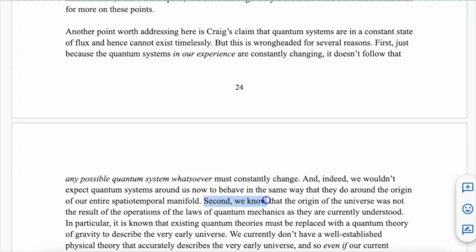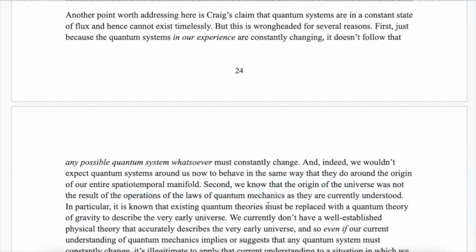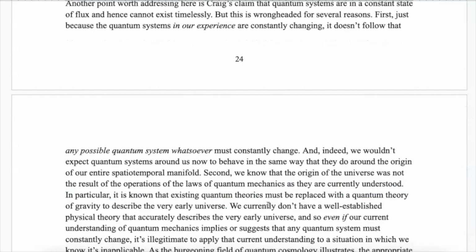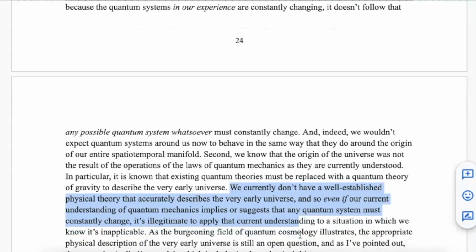Secondly, we know that the origin of the universe was not the result of the operations of the laws of quantum mechanics as they are currently understood. In particular, it is known that existing quantum theories must be replaced by a quantum theory of gravity to describe the very early universe. We currently don't have a well-established physical theory that accurately describes the very early universe, and so even if our current understanding of quantum mechanics implies or suggests that any quantum system whatsoever must constantly change, it's illegitimate to apply that current understanding to a situation in which we know it's inapplicable.